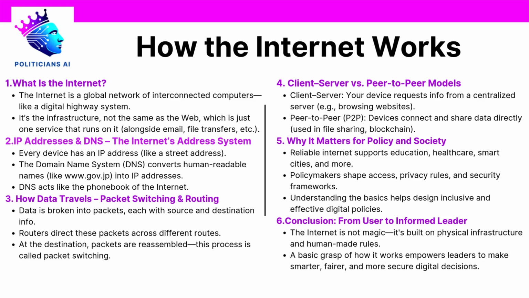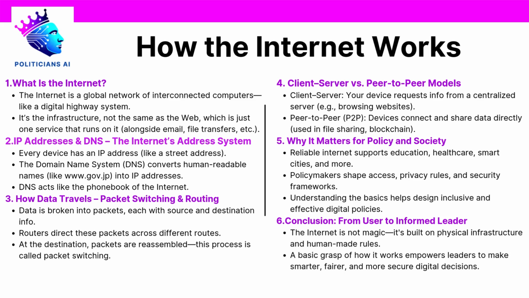Let's walk through a simple example of what happens when you type a website address into your browser. Say you type www.nikkei.com. First, your device asks the DNS server to translate that domain name into an IP address. Second, your browser forms packets requesting the home page. Third, those packets are sent to your ISP's router and travel through the internet by hopping across multiple routers. Fourth, the Nikkei server receives your packets and sends back data packets with the requested content. Finally, your browser reassembles those packets into a readable web page. And all of this typically happens in under 1 second.